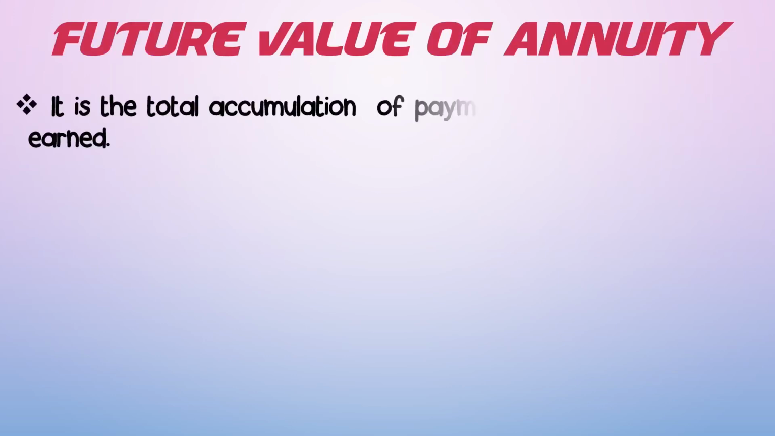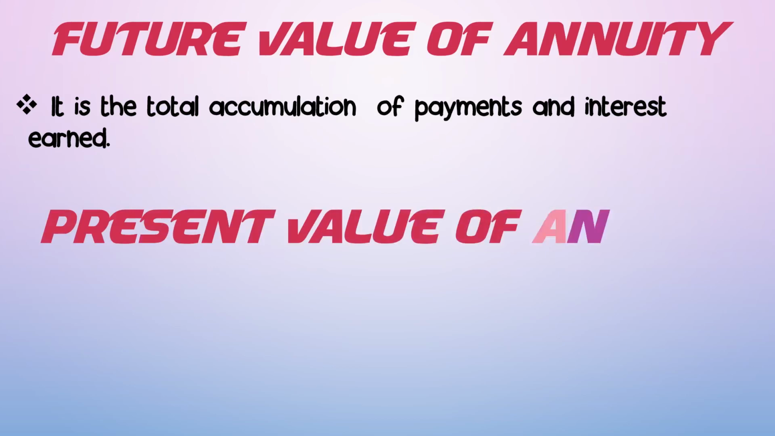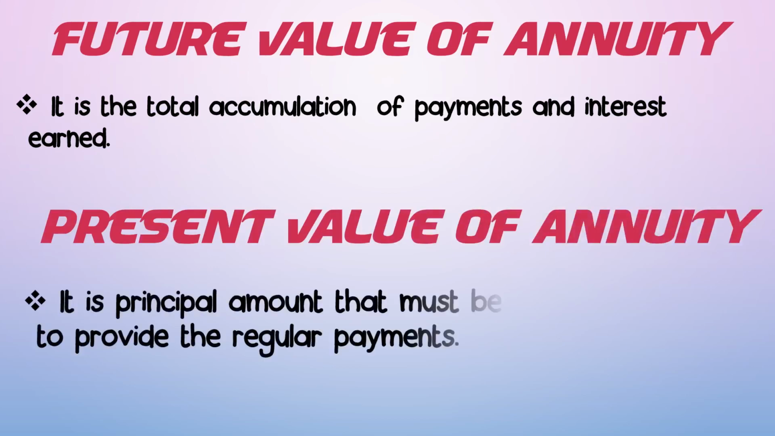Before we move on with the computation, let us define first the future value of an annuity. It is the total accumulation of payments and interest earned, or the sum of all payments of an annuity at the end of the last interest conversion period. While the present value of an annuity is the principal amount that must be invested today to provide the regular payments or to have the future value.